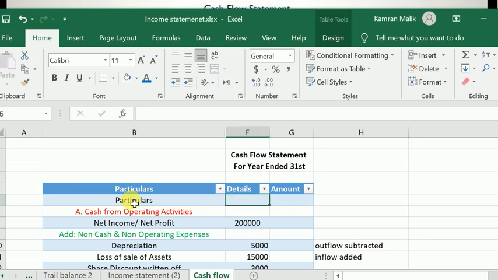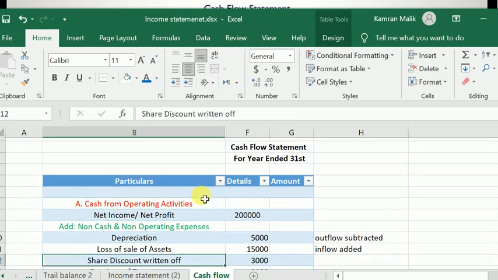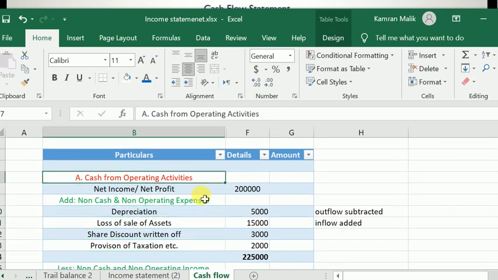So we basically write the particulars, the descriptions and details here, and we write the final amounts on the right corner here. So in the first phase we have cash from the operating activities, as we said, which is close to the cash equivalents.